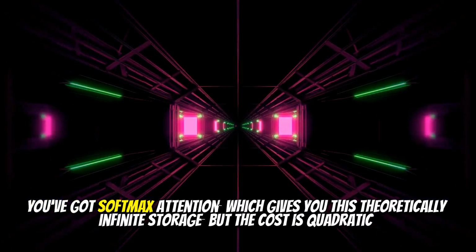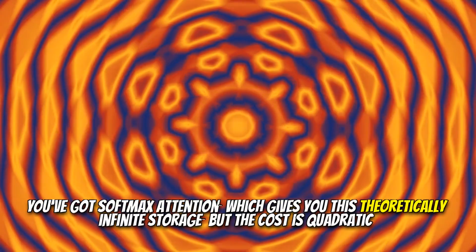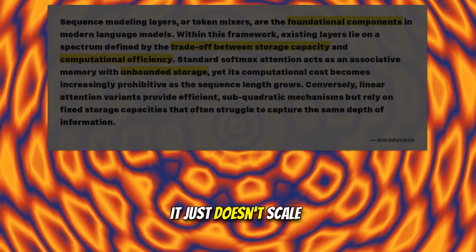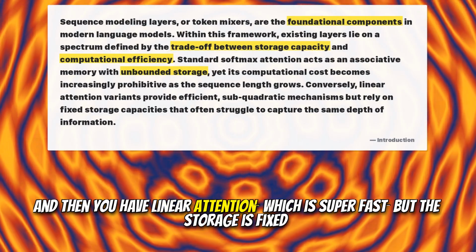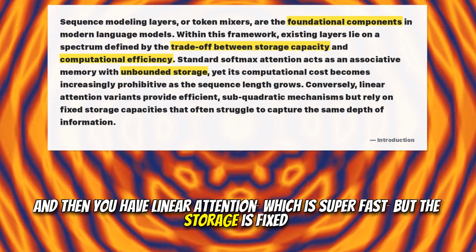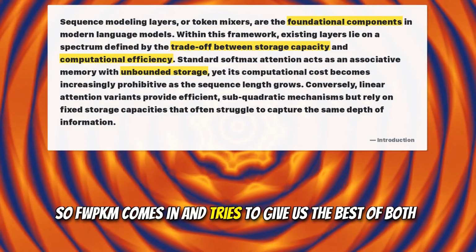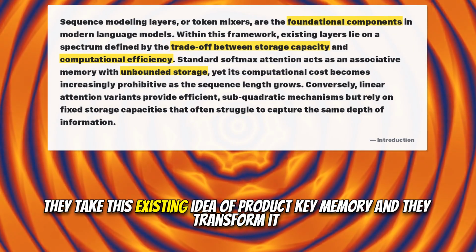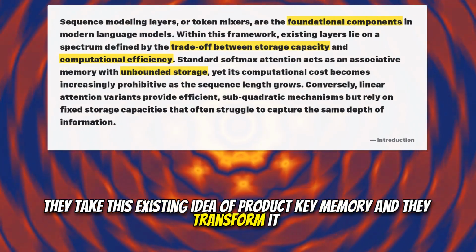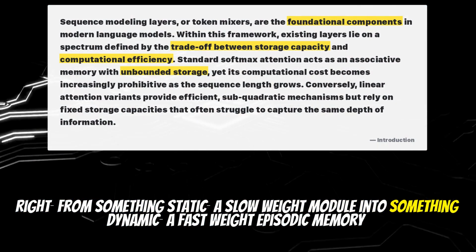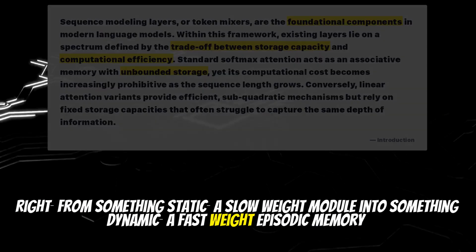Exactly. You've got softmax attention, which gives you theoretically infinite storage, but the cost is quadratic. It just doesn't scale. And then you have linear attention, which is super fast, but the storage is fixed. It's limited. So FwPKM comes in and tries to give us the best of both. They take this existing idea, product key memory, and they transform it. Right, from something static, a slow-weight module, into something dynamic, a fast-weight episodic memory.